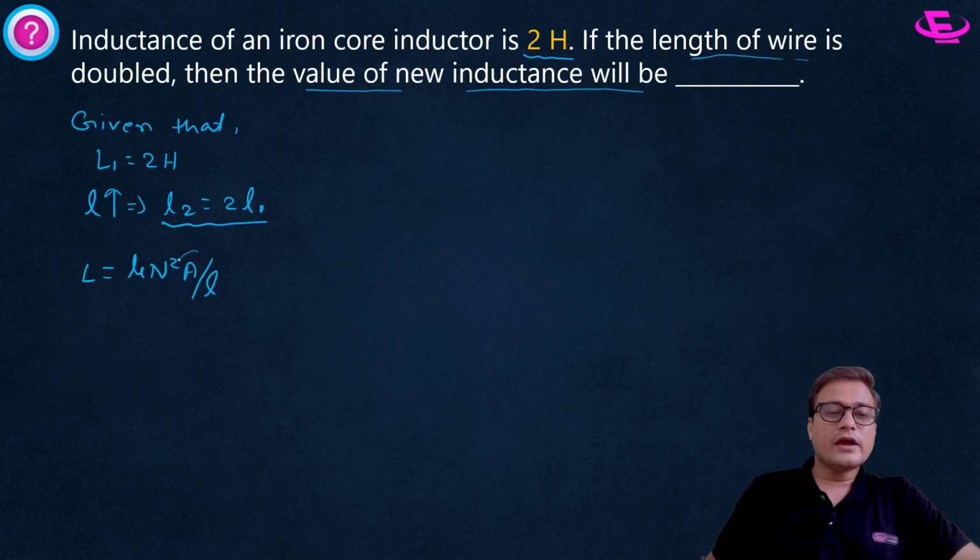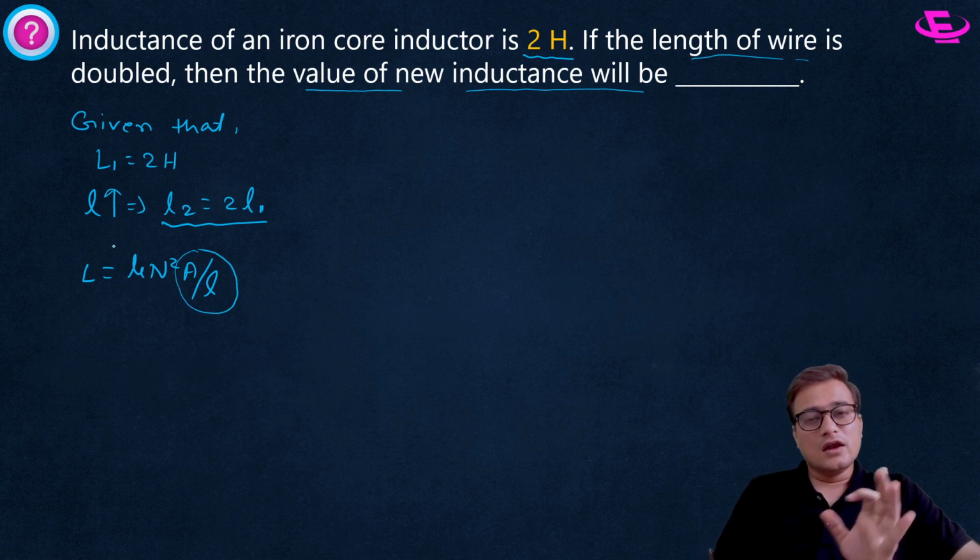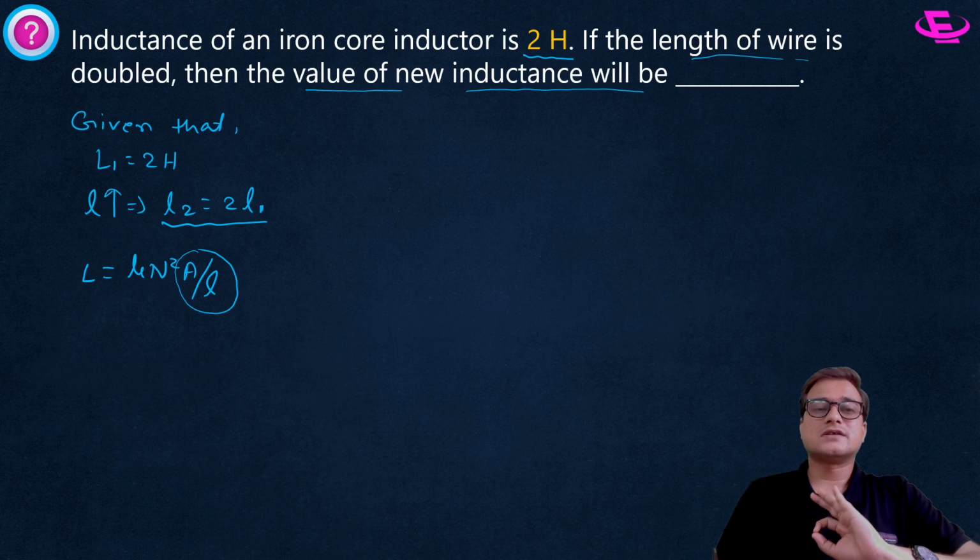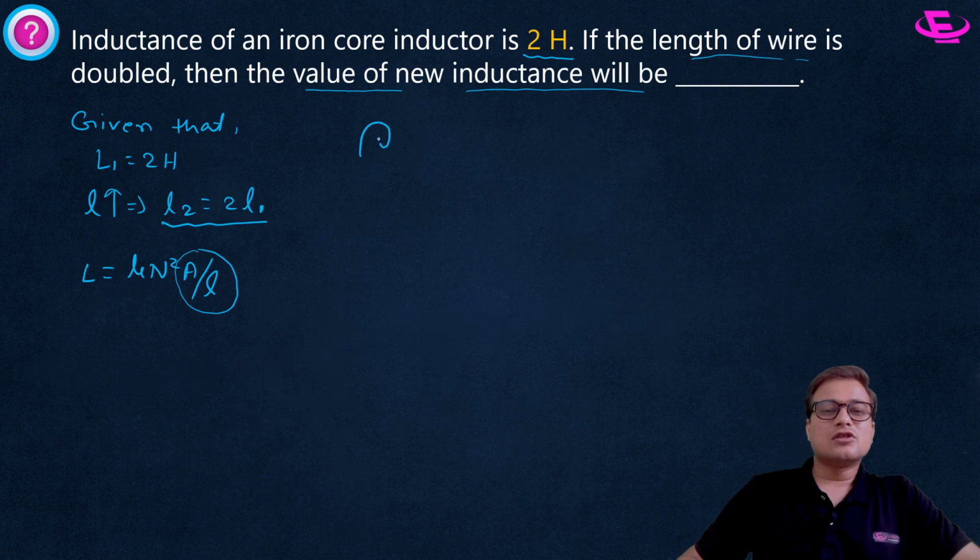Now what do you know? They are not making any changes to this one. The area of cross section and the length of the frame both are fixed. Now the length of wire is doubled. What does it mean? Suppose the length of wire is 1 meter, and the length of frame is fixed. Suppose you are placing the wire like this, and it has 50 turns.